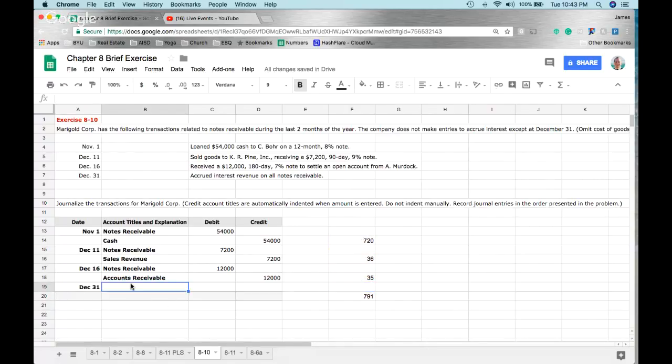And $791. So go ahead and do interest receivable, and then we're going to debit that $791 because we're receiving that additional money. And then the other account involved is interest revenue, $791. And that's your answer. 8-11.